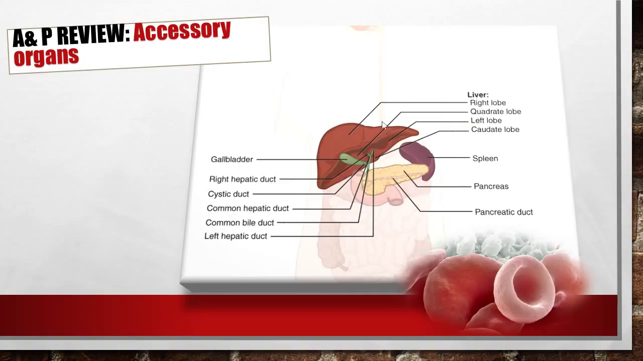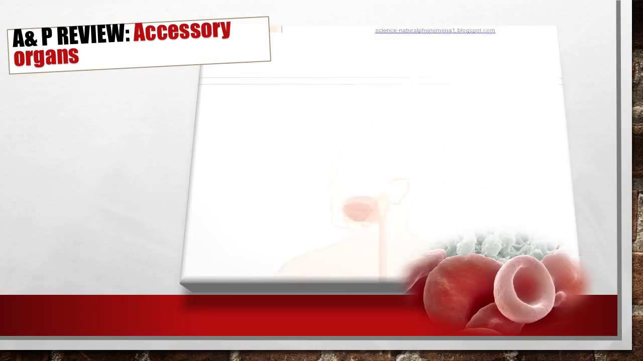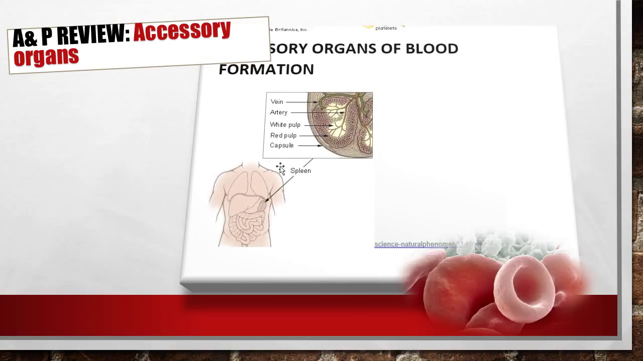Let's quickly review accessory organs of blood formation. That is the liver right here, and the spleen right here. The liver and spleen are important accessory organs for blood production, helping to regulate the growth of blood cells and form factors that ensure blood clotting. Let's look at the spleen. The spleen contains white pulp, red pulp, and marginal pulp. You can review that in your textbook if you don't remember what I'm talking about.